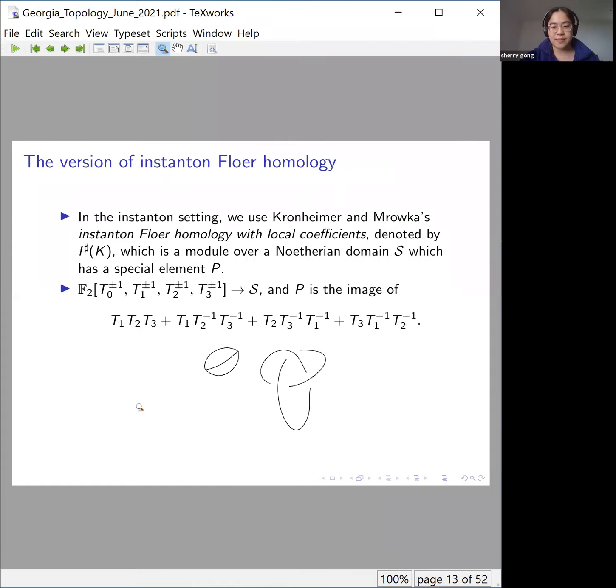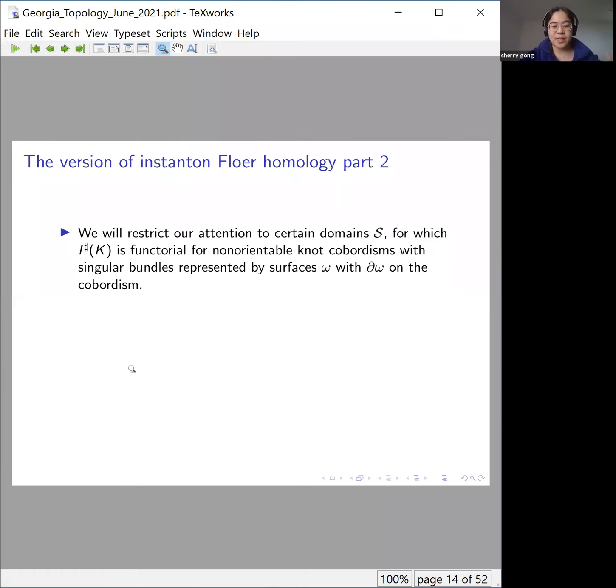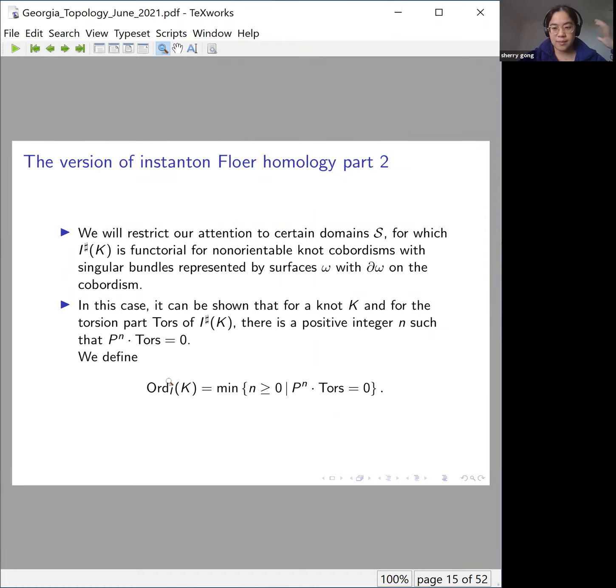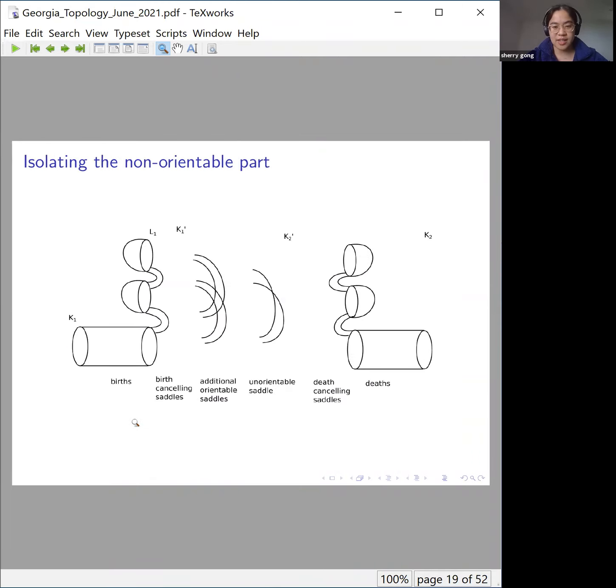Specifically, what it actually means is that we want S in which the element T0 maps to 1. So Kronheimer and Mrówka showed that in this situation, the torsion part of this instanton Floer homology is going to be killed by a power of P. And then we can take the torsion order of a knot to be the minimum power of P that kills the torsion.